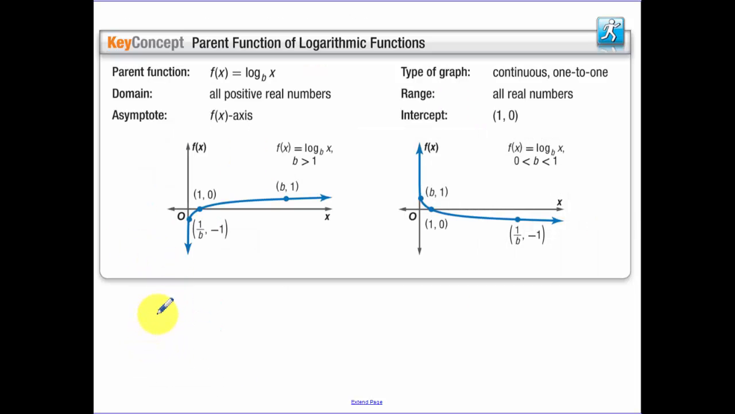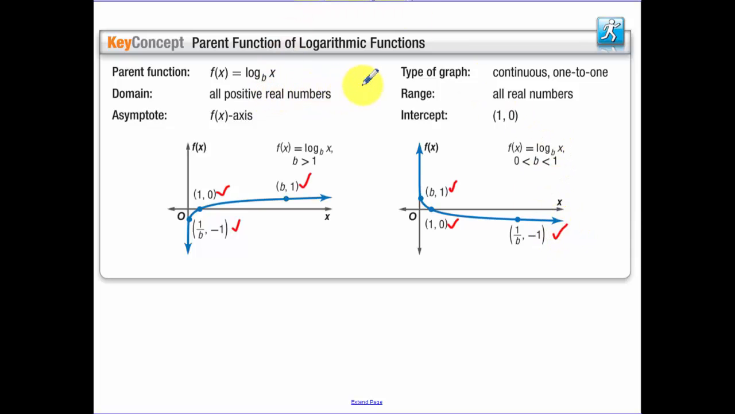Okay, please make sure you guys have this in your notes. So your parent function, log base b of x, you have two different types. This is if your base is greater than 1, so 2, 3, 4, 5, anything like that. And then your graph looks like this if your base is some sort of fraction. These are the key points that you want to be translating. Okay, it's always 1 over your base and -1, 1 and 0, and your base and 1. Okay, notice how those are the same points here, just they're in different locations.